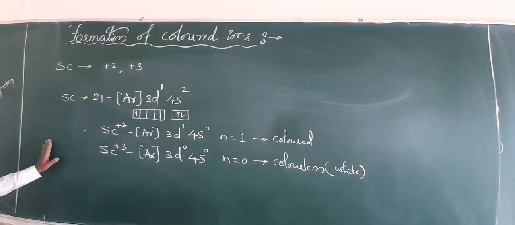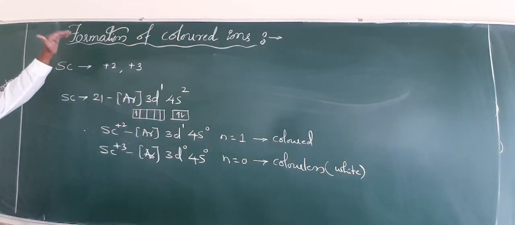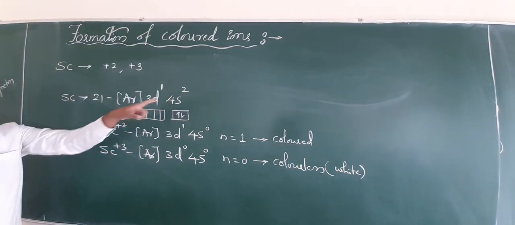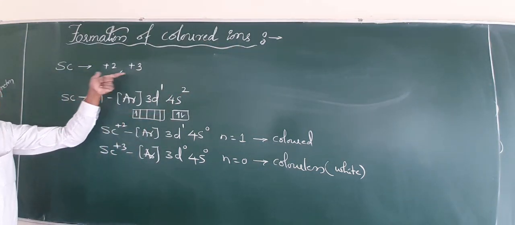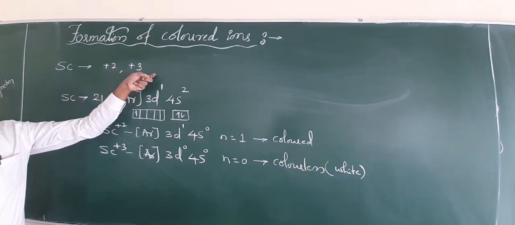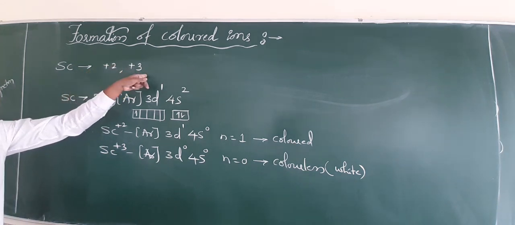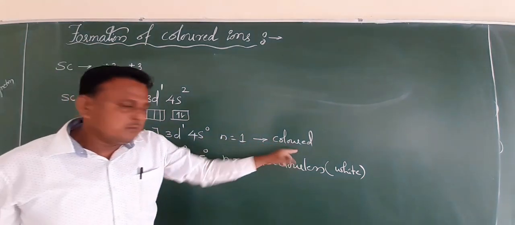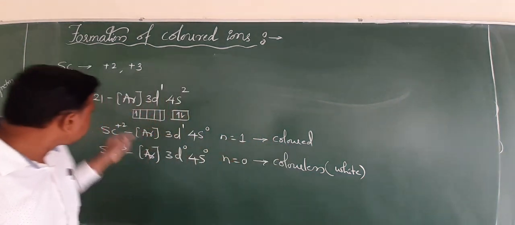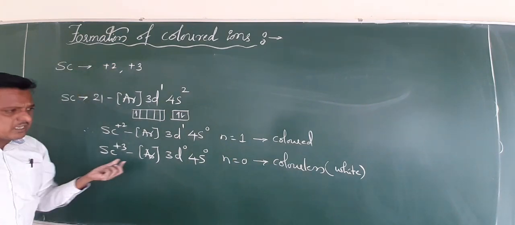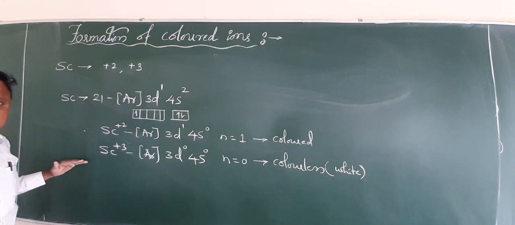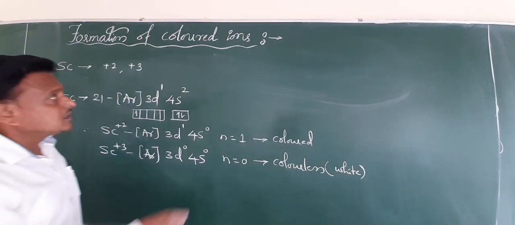We come to the conclusion. Formation of colored ions: the removal of outer electrons with different oxidation states is easily available. We know the variable oxidation states. In variable oxidation states, scandium +2 shows color because it has 1 unpaired electron. Scandium +3 has 0 unpaired electrons. It is colorless. This is the simple concept of coloration of the transition metals.